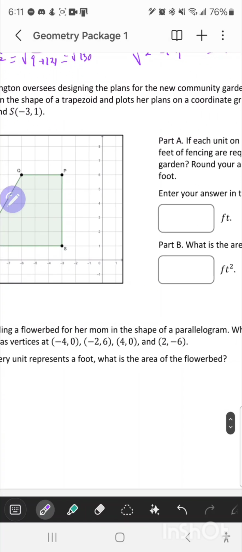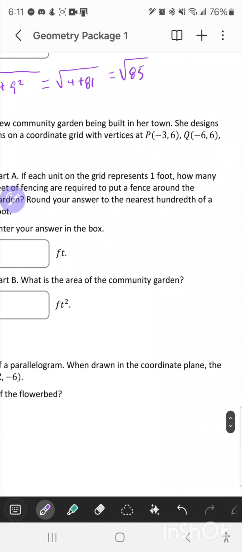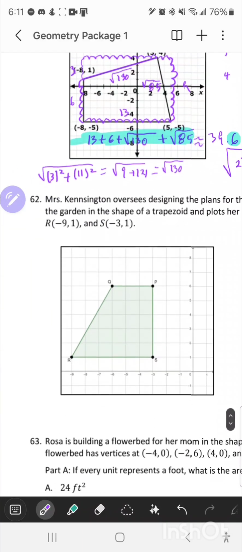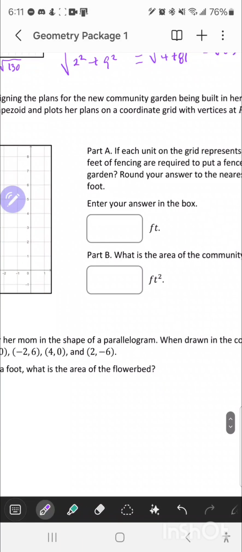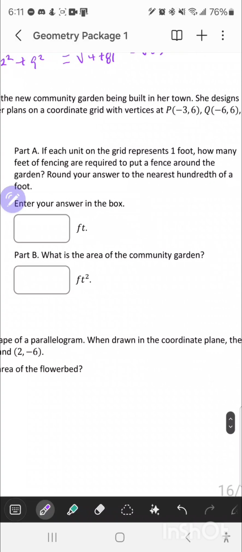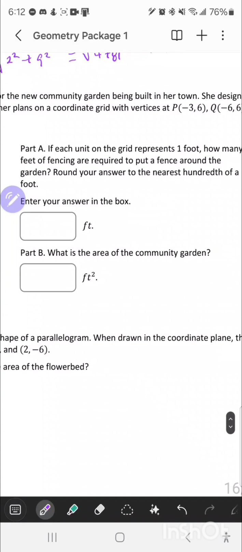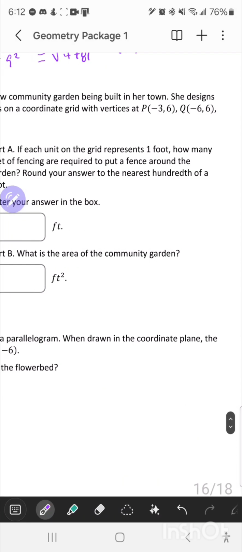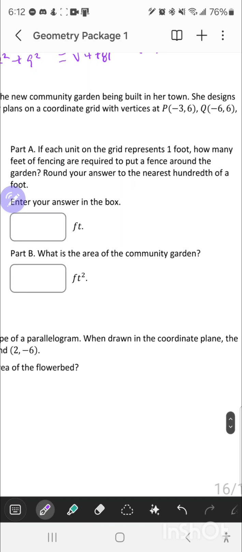Ms. Mersken oversees designing the plans for the new community garden being built in her town. She designs the garden in the shape of a trapezoid and plots her plans on a coordinate grid with these vertices. If each unit on the grid represents 1 foot, how many feet of fencing are required to put the fence around the garden? Round to the nearest hundredth of a foot.